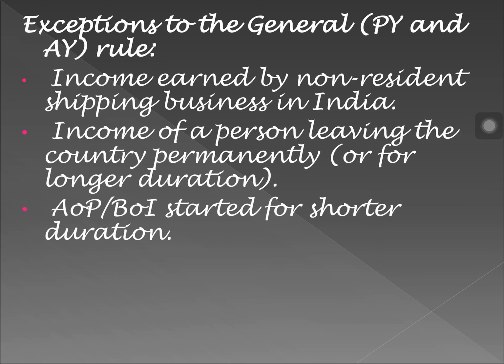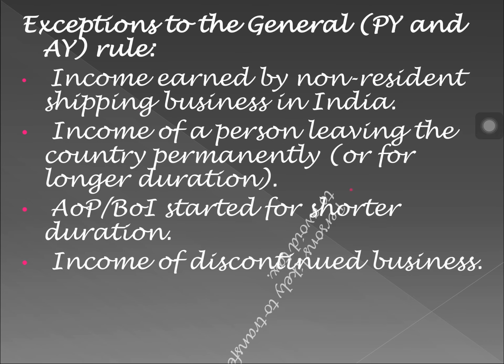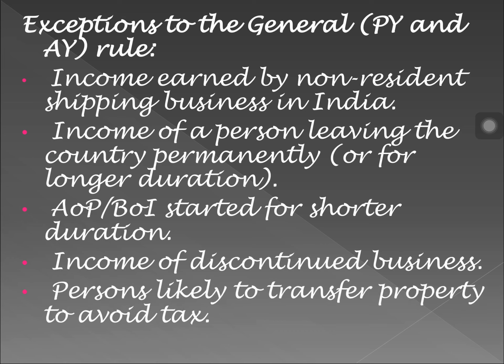Exceptions to the general rule. Sometimes the previous year and assessment year is the same year. Always what happens, if the previous year is 2019-20, the assessment year is 2020-21, correct? But there are some exceptions. In this case, if the previous year is 2019-20, the assessment year is also 2019-20. In the same year it is assessed.